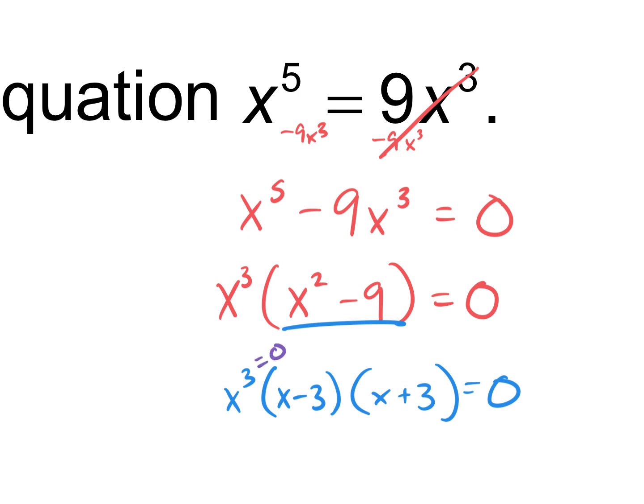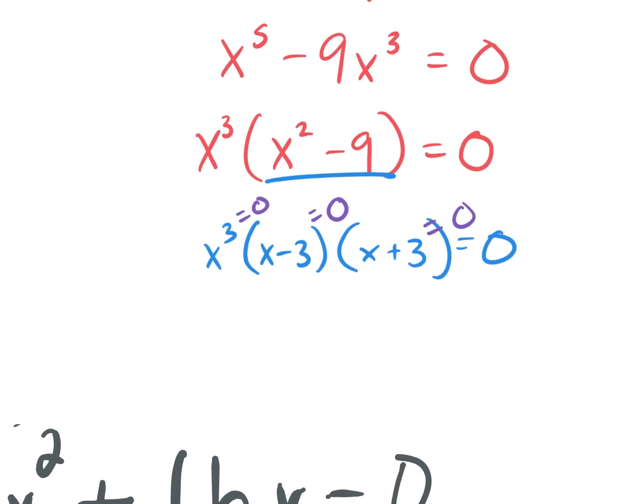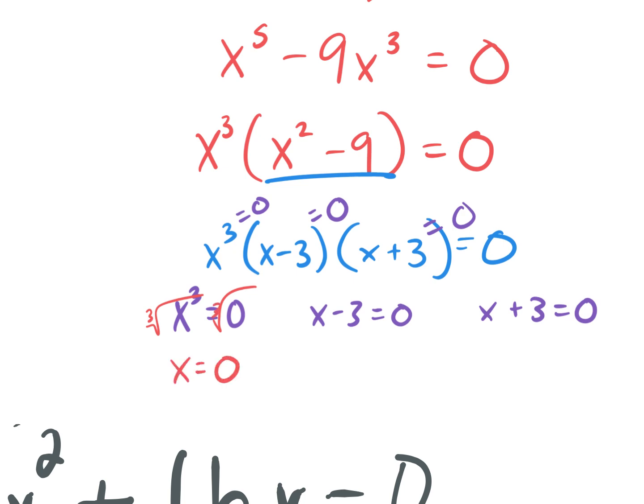So x to the 3rd power equals 0. X minus 3 equals 0, and x plus 3 equals 0. Each part we have to set equal to 0. Now we just treat each little equation separately and solve each one. So for our first one, x cubed equals 0, how would I solve? Take the cubed root. What's the cubed root of 0? 0. So x equals 0 is one of our answers.